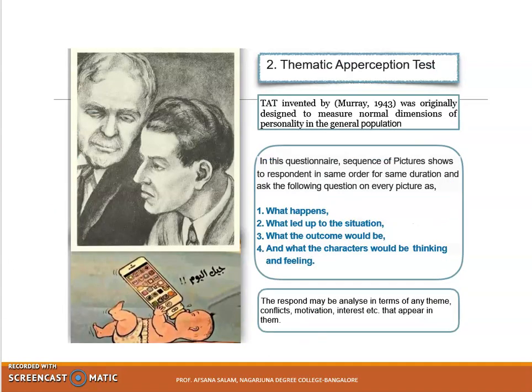Next one is the thematic apperception test. This was invented by Murray in 1943. It was originally designed to measure the normal dimensions of personality. It is used to find out personality: what happened, what situation it leads to, what the outcome is, what the characteristics are, how you think and feel. The response may be analyzed in terms of themes, conflicts, motivation, interest, and other aspects that appear in them.